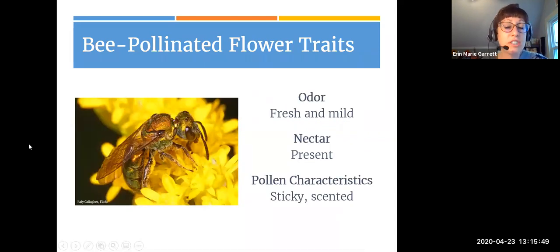Okay, just a few other traits to note on bee-pollinated flowers. They prefer to visit flowers that have sticky and scented pollen often that helps stick to their bodies. Those flowers do have nectar because that's why they're there. They're there to collect that nectar. And oftentimes those flowers have a fresh and mild odor, okay? Not a key characteristic, but just a trend that's been noted.